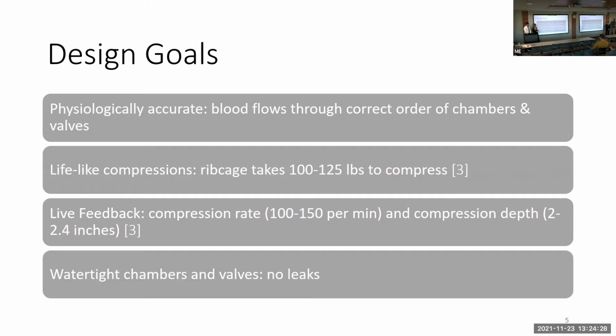And then for the live feedback, we want compression rate to be between 100 and 150 beats per minute, and the compression depth to be between 2 and 2.4 inches in accordance with American Heart Association guidelines. And then finally, going back to the watertight chambers and valves, we want to ensure that there are no leaks in our system.